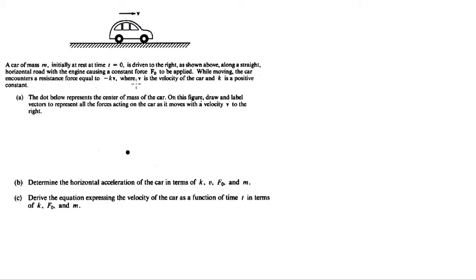Along a straight horizontal road, the engine applies a constant force F naught. While moving, the car encounters a resistance force equal to negative kV, where V is the velocity of the car and K is a positive constant. So keep in mind K is not a spring constant here. So part A is their version of a free body diagram, I guess. They want you to draw and label vectors to represent all the forces acting on the car as it moves with a velocity v to the right.